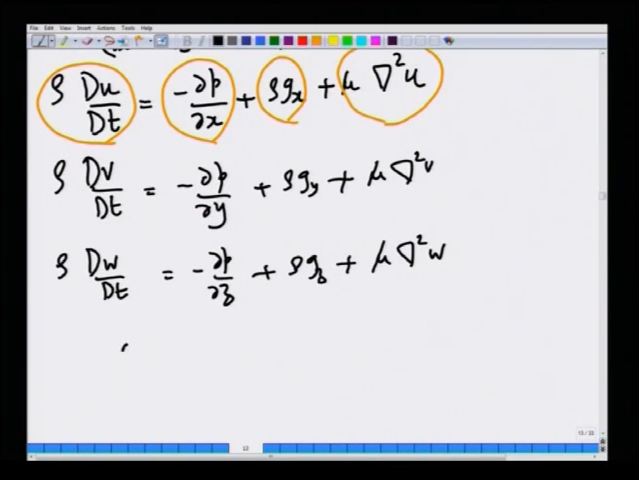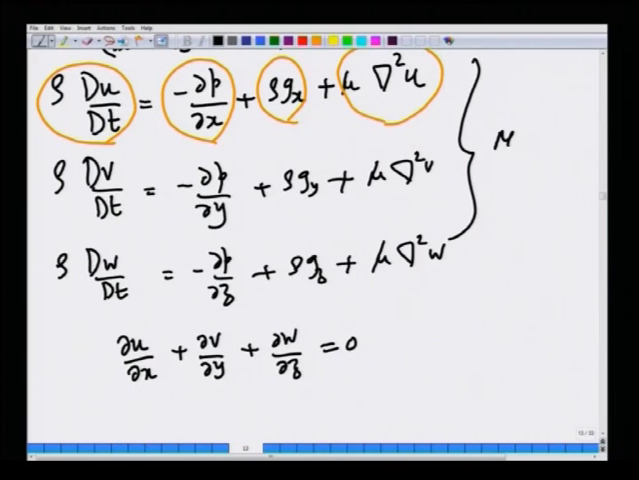Of course, you also have the mass conservation equation for an incompressible fluid. So, you have the 3 momentum equations plus 1 mass conservation equation, and the number of unknowns is 4. The unknowns are the 3 components of velocity and 1 pressure. So, 4 equations and 4 unknowns.